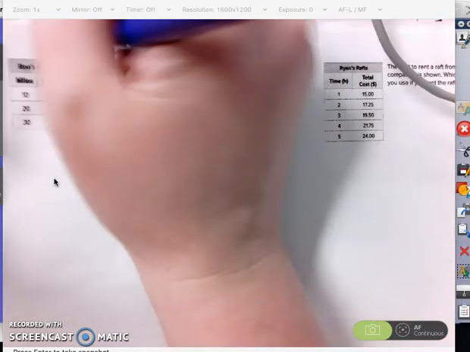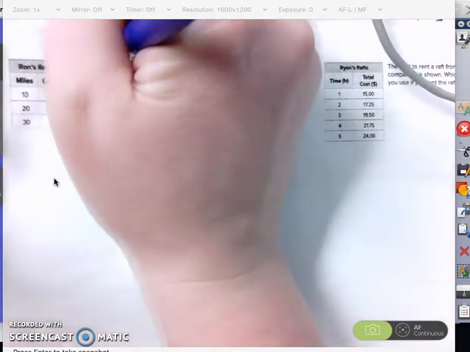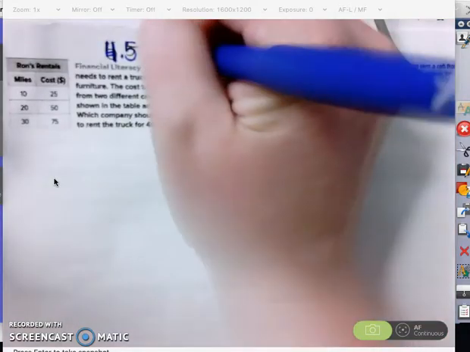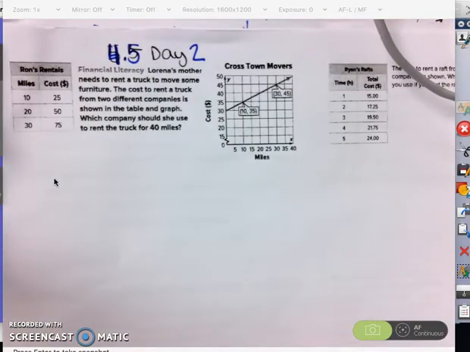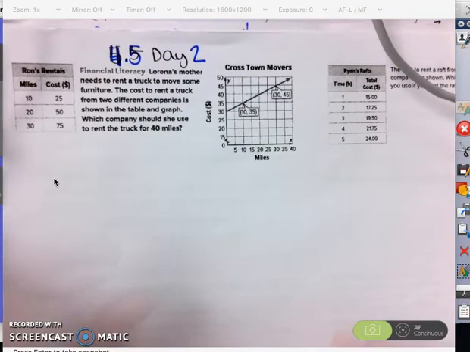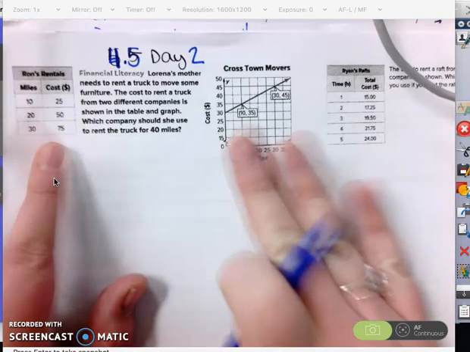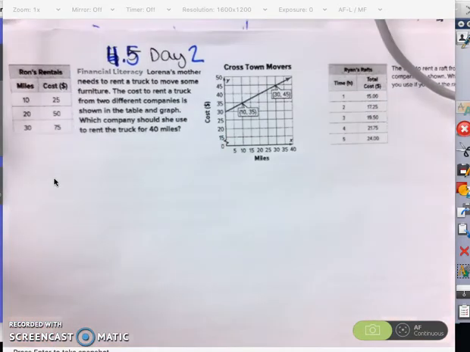All right, this is not 5.5. This is 4.5. Whoopsie. 4.5. Day 2. All right, we are pretty much going to be comparing again, but now it's going to be from tables and graphs, and then saying which one is better, like the better deal.